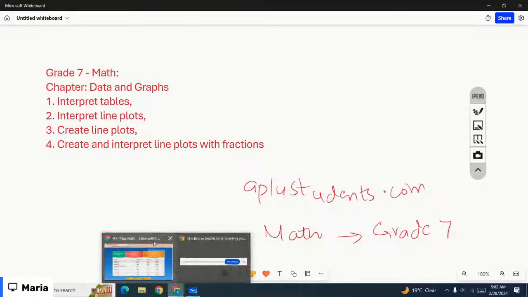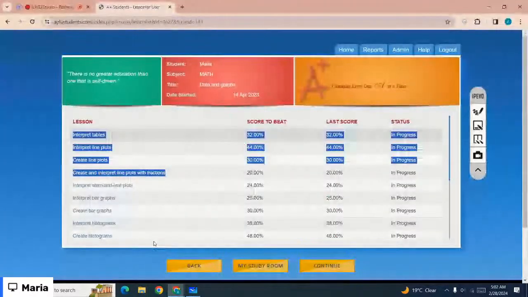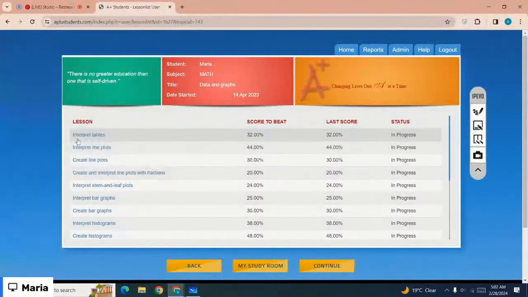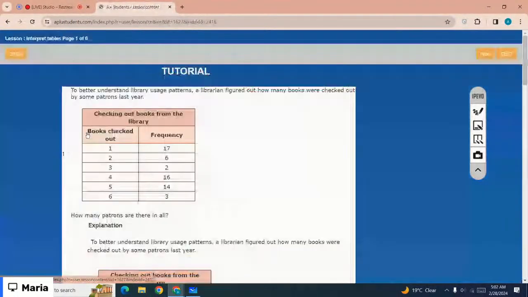Okay, here I'm on grade 7 math. The chapter we're working on is data and graphs. Let's start with the first lesson, that is interpret tables. Okay, let's just start with the first example.